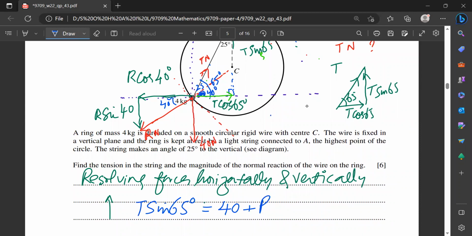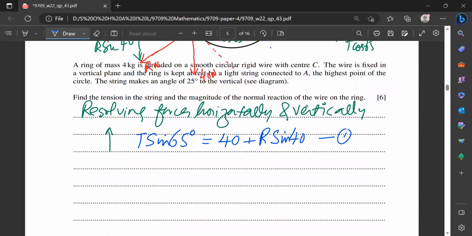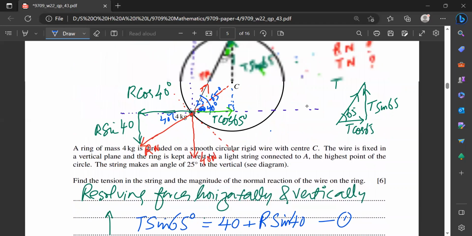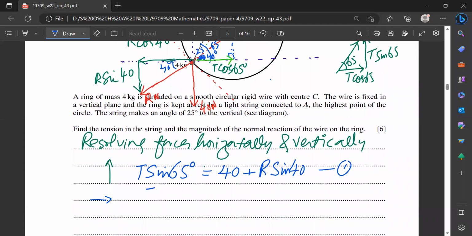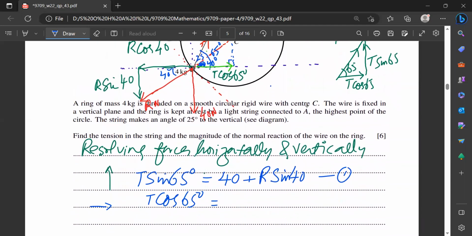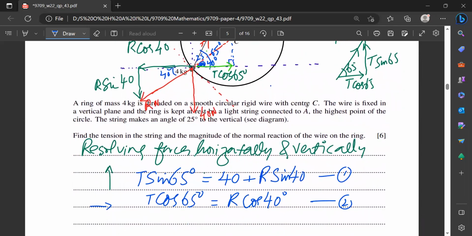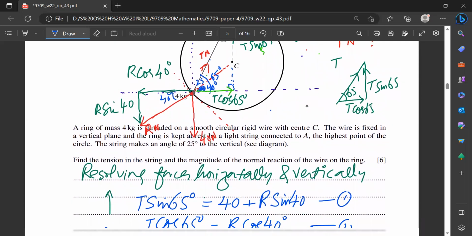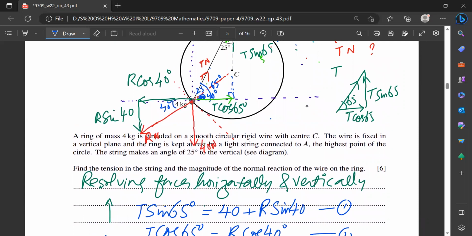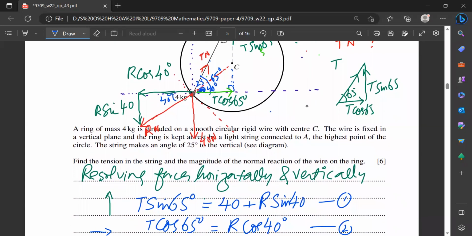Equals to R sine of 40, number one. And the second, horizontally, rightward force is T cos of 65. T cos of 65 degrees is equal to R cos of 40. Leftward equals to rightward. So R cos of 40 is equal to T cos of 65, and upward the only force is T sine of 65, two forces in the downward direction, 40 plus R sine of 40.